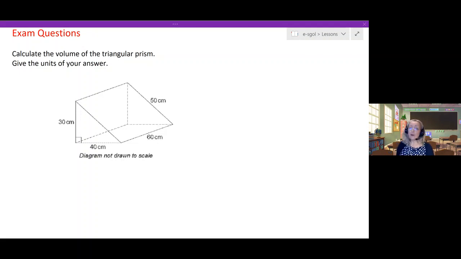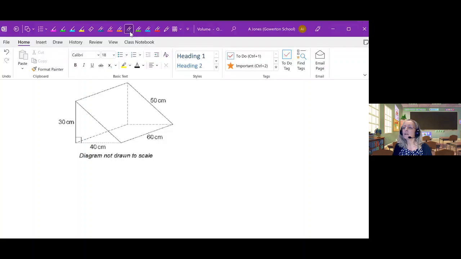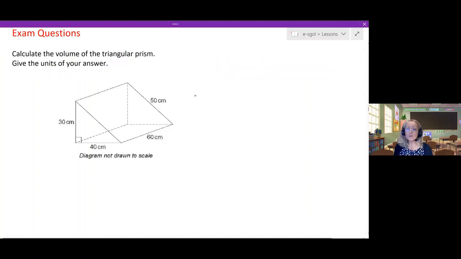Okay, so if you haven't had enough time, please pause the presentation and then you'll have time to have a look at it. So with this one, let me just pick up my pen again. There we go. With this one, what we're trying to work out is we need to do the area of the triangle, and then we've got to multiply it by the length. So the triangle is going to be a half multiplied by the base multiplied by the height, and then we've got to multiply that by the length of the prism.